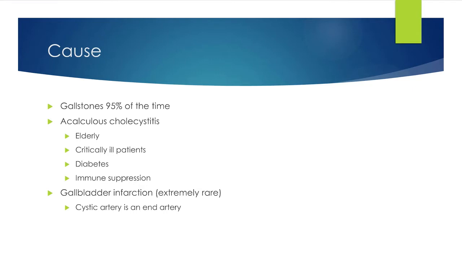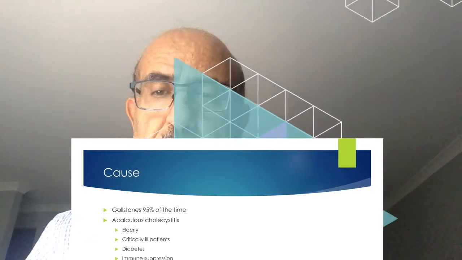There is a rare case as well of gallbladder infarction, which is a disease, again, of the elderly, as the cystic artery is a true-end artery. If that artery gets thrombosed or an embolus goes to it, it will lead to infarction of the gallbladder.